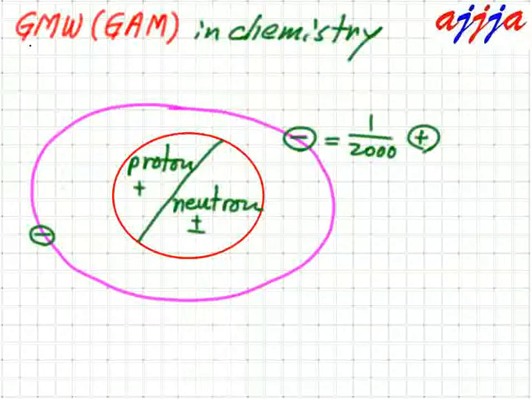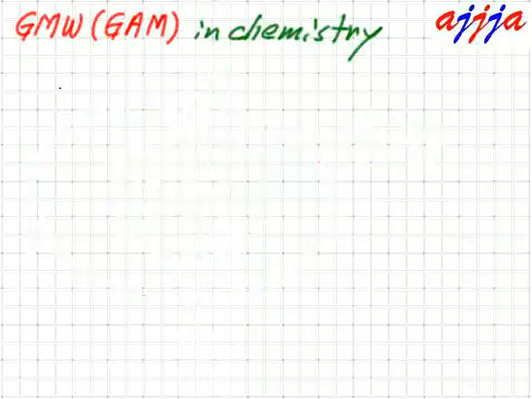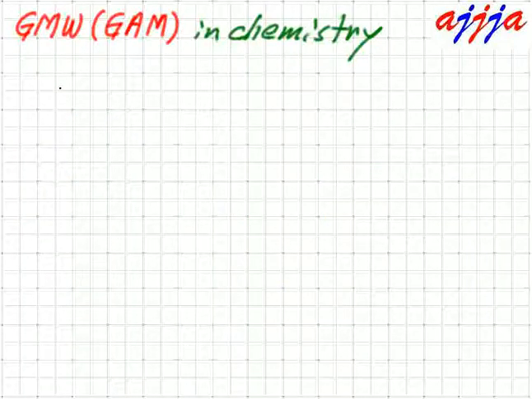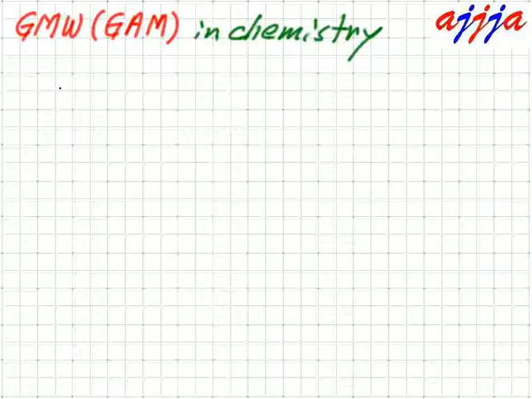So, weight-wise, look at this one, gram molecular weight or gram atomic mass: we count just the protons and neutrons. Let's say this one has 8 protons and 8 neutrons, then the weight is going to be 16. That's what we call GAM, which is gram atomic mass.